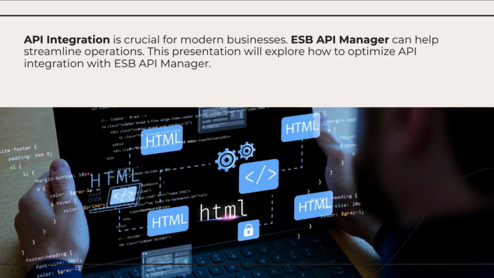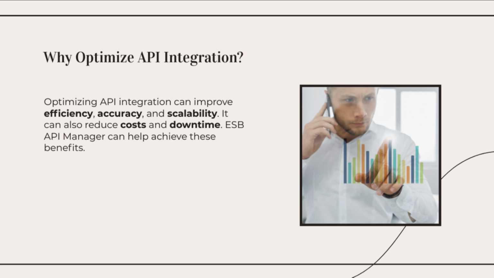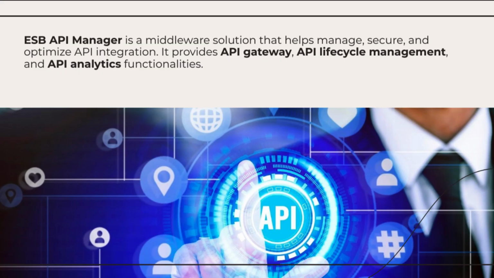2. Protocol and format support. ESB API Manager supports a wide range of protocols and data formats, enabling seamless integration with diverse systems and technologies. It can handle RESTful APIs, SOAP web services, messaging systems, for example JMS, file-based integrations, and more. This flexibility simplifies the integration of APIs with different back-end systems and ensures compatibility across various technologies.